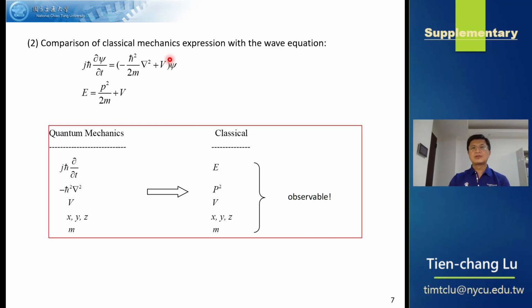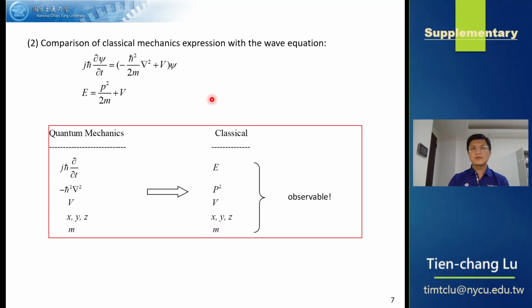If we compare to the classical mechanics expression, classical mechanics just tells us E equals P squared divided by 2m plus V. So in classical physics, we are able to detect the energy, the square of the momentum, and give the system a potential energy. We are able to observe the exact position x, y and z, and also determine the mass of this particle.